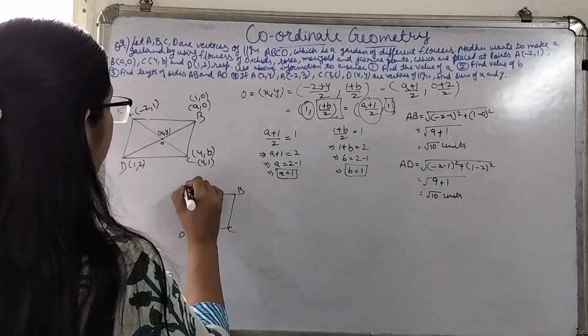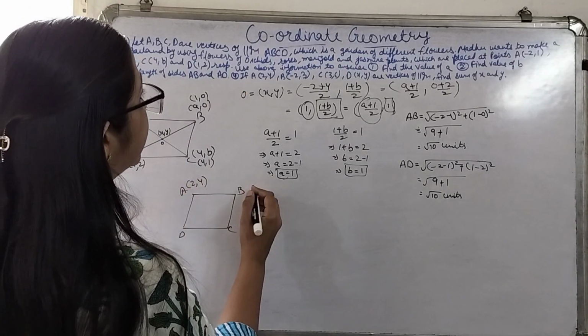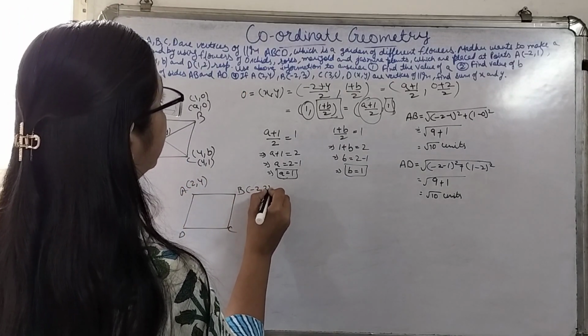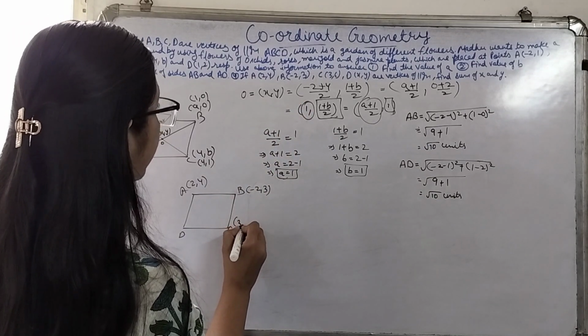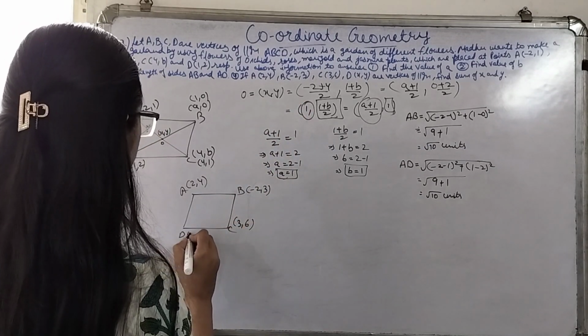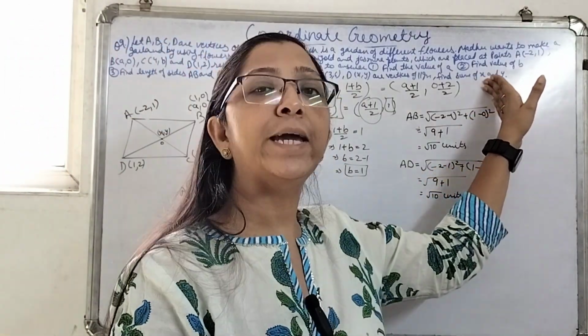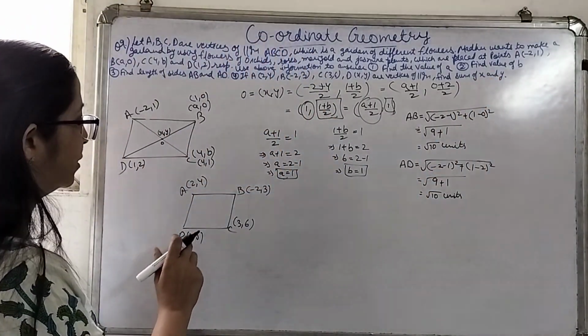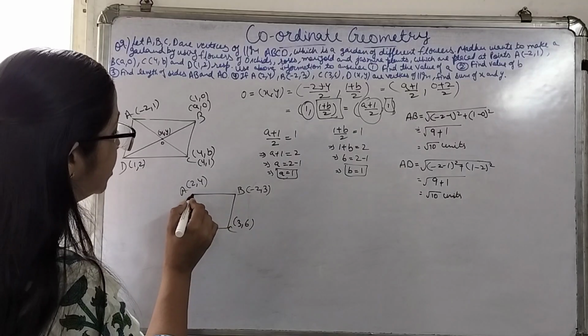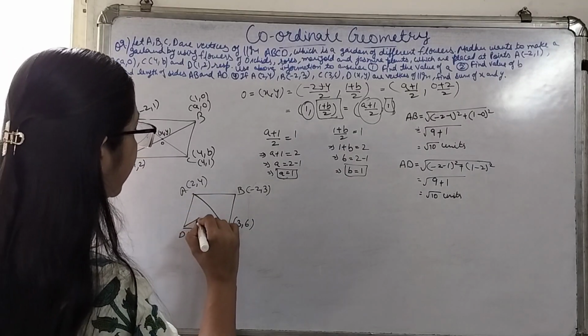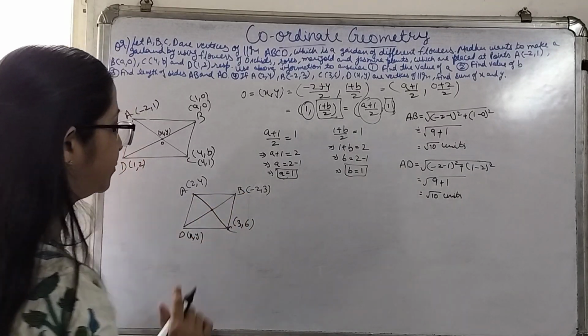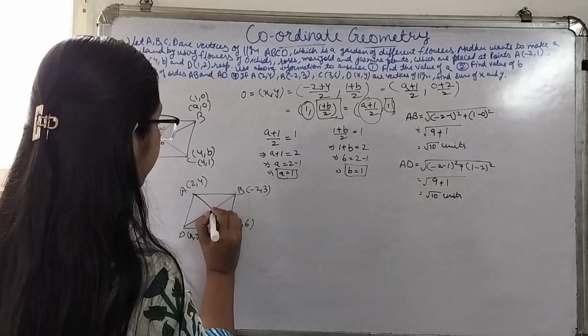A is given to us as (2, 4). B is (-2, 3). C is (3, 6), and D is (x, y). We have to find the value of the sum of x and y. So see over here, again the same property we can use, that in a parallelogram the diagonals bisect each other. Diagonals are going to bisect each other.